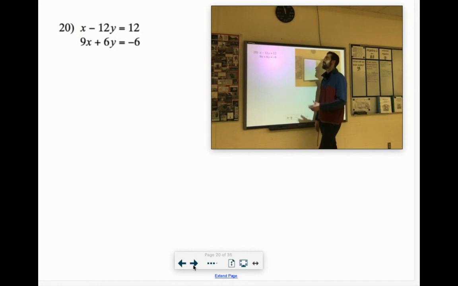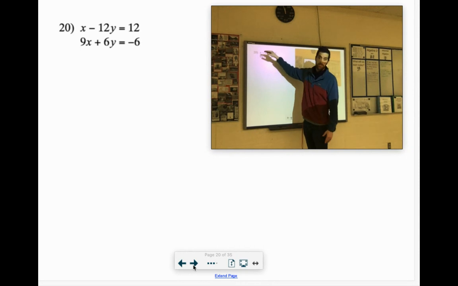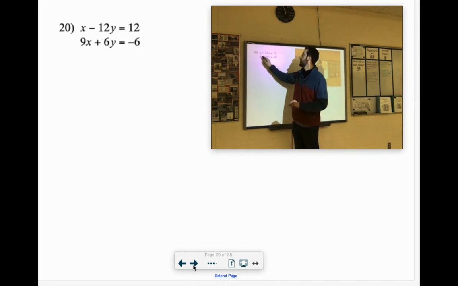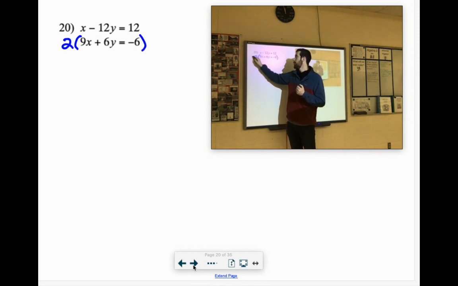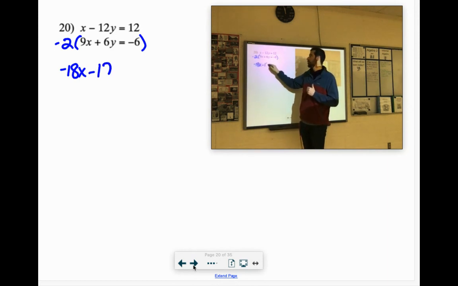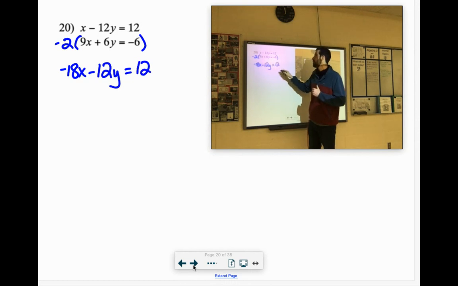x minus 12y, 9x plus 6y. Now, x can go into 9x, 6 can go into 12 if I just multiply by 2. I'd rather multiply by 2 than 9. That's just personal preference. Either way works. So let's try that. We're going to multiply by 2, and that would give us 12y, but we want -12y, so we'll do -2. -2 times 9x is -18x. -2 times 6y is -12y. And -2 times -6 is +12.